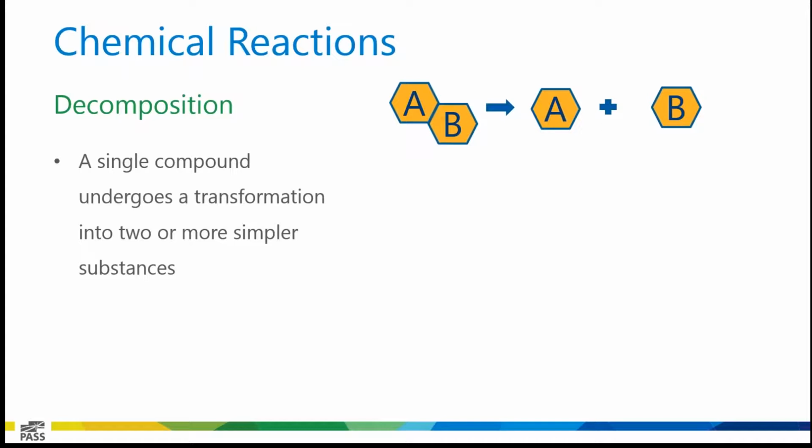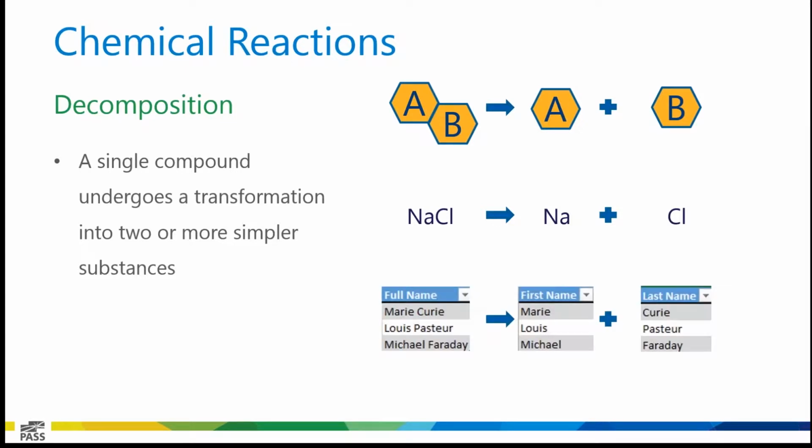Decomposition essentially just goes the other way, where you can break up AB to yield A and B separately. And similarly, if you're breaking up sodium chloride into sodium and chlorine, or, you know, if you're breaking up a full name field into a first name and last name. So this is, you know, pretty rudimentary stuff, but you get the idea where the chemistry came in here.